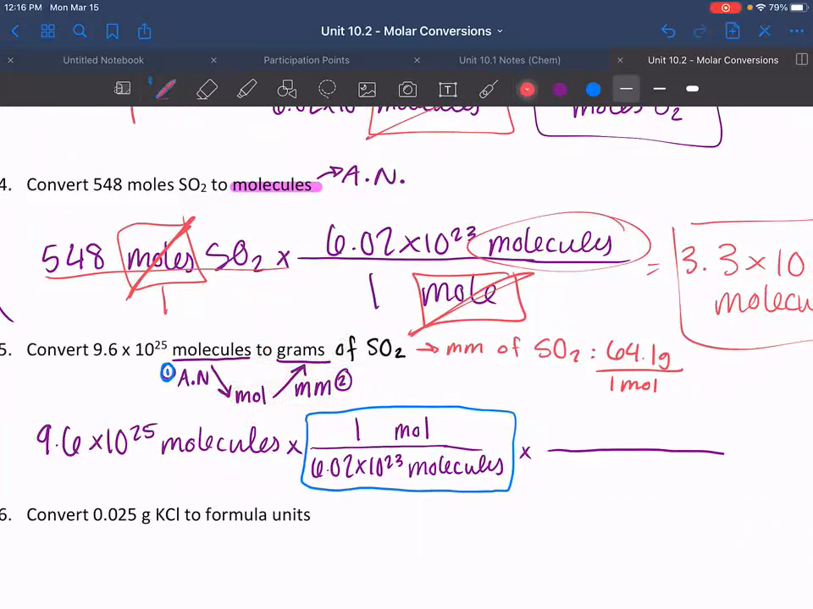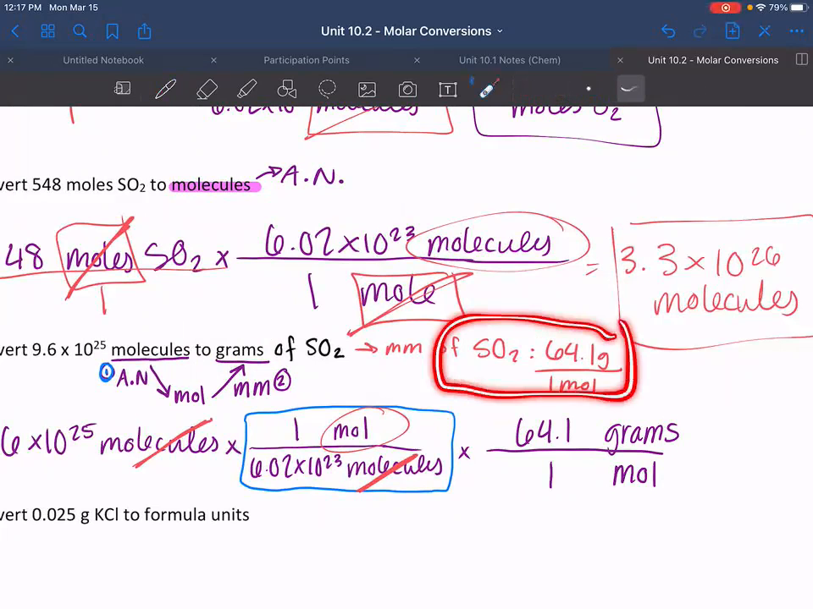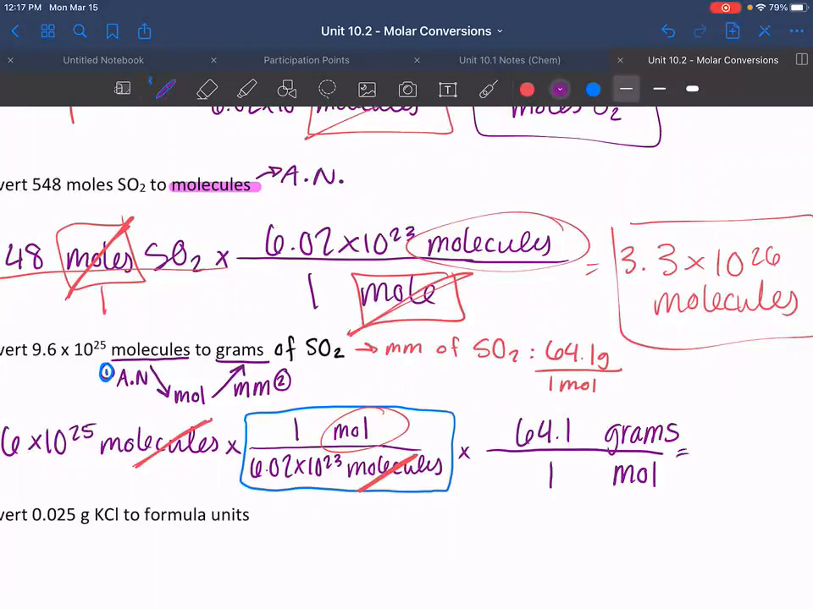So if we stop and look at what we're working with, we canceled out molecules with this one. We're in units of moles. Where do we want to put moles in the next fraction to cancel it out? On the bottom. And what is our target unit? Grams. So grams we want on top. What do we know that relates grams to moles? Molar mass. We already figured that out. So we know that there are 64.1 grams per 1 mole. I'm just getting that from the molar mass of SO2. You multiply this out.